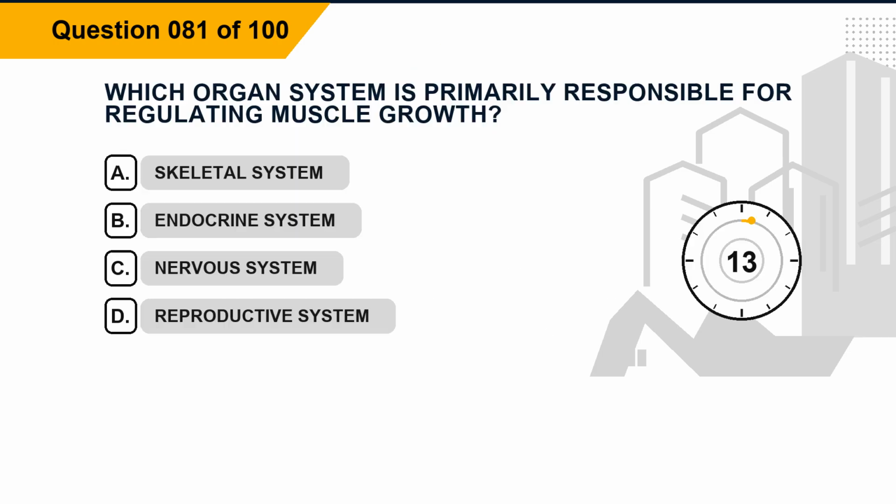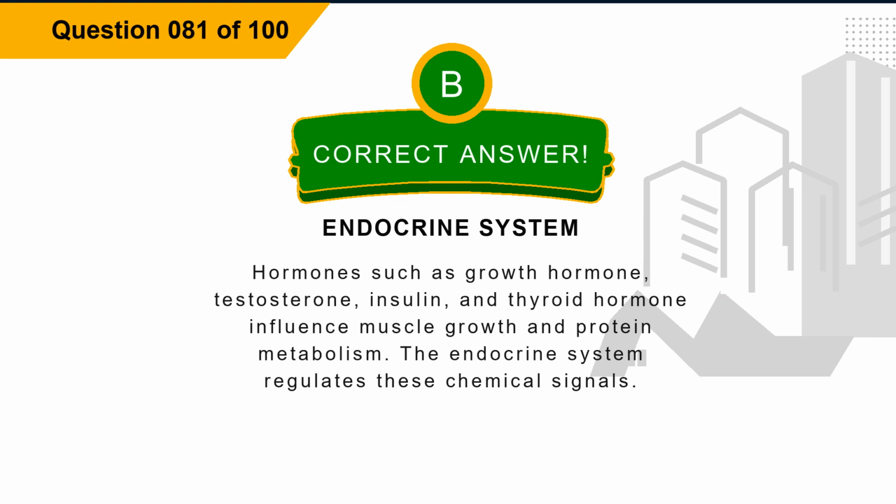Question 81. Which organ system is primarily responsible for regulating muscle growth? Option A, skeletal system. Option B, endocrine system. Option C, nervous system. Option D, reproductive system. The correct answer is option B, endocrine system. Explanation. Hormones such as growth hormone, testosterone, insulin, and thyroid hormone influence muscle growth and protein metabolism. The endocrine system regulates these chemical signals.